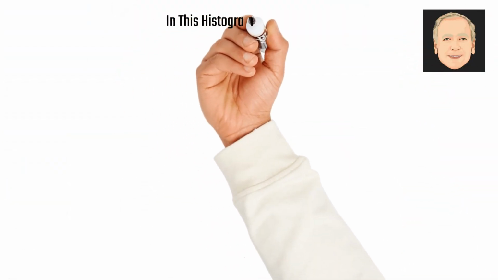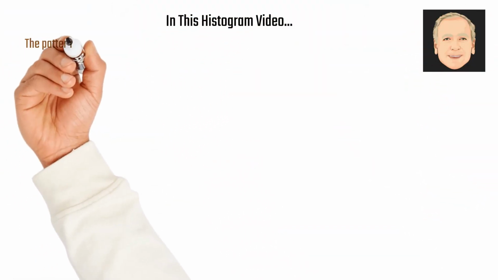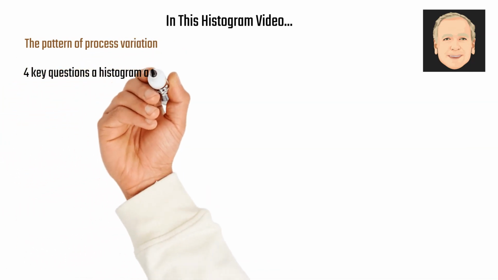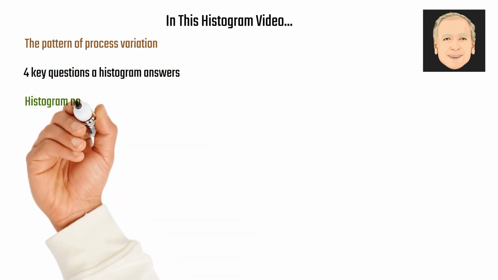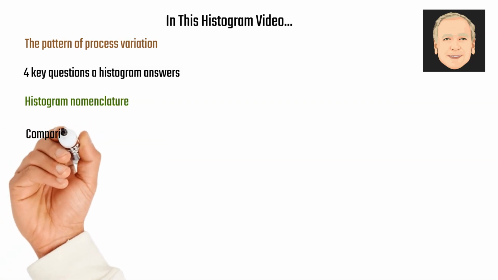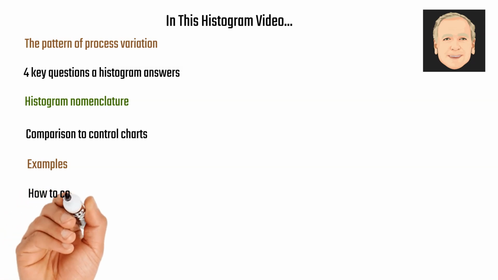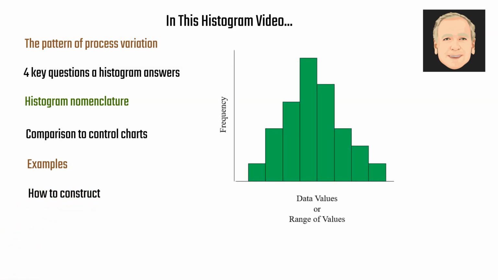So in this video on histograms, we're going to begin by looking at patterns of process variation and how a histogram shows you that pattern. We're going to talk about the 4 key questions a histogram answers for you, talk about the nomenclature associated with histograms, compare it to control charts, give a couple of examples, talk about how to construct a histogram, as well as how to interpret a histogram.